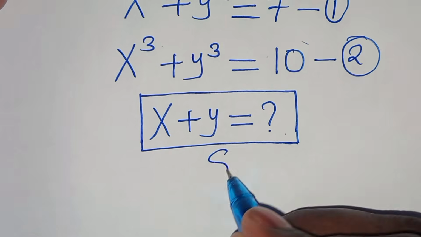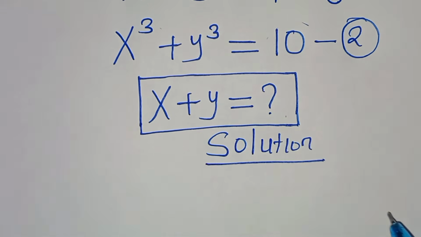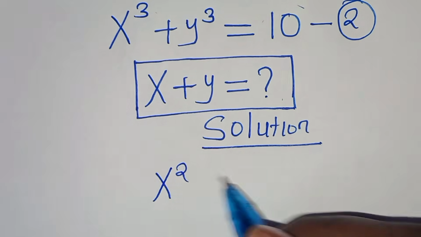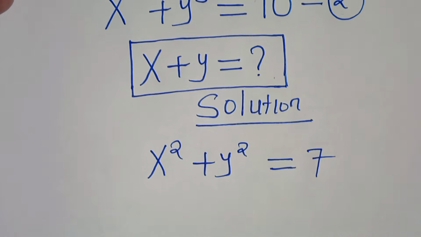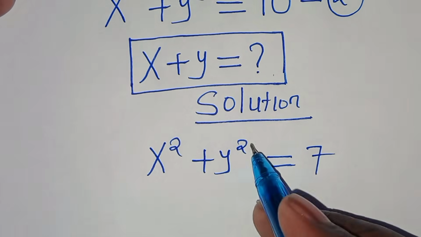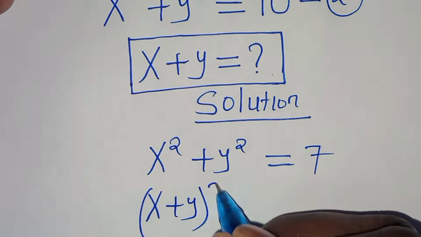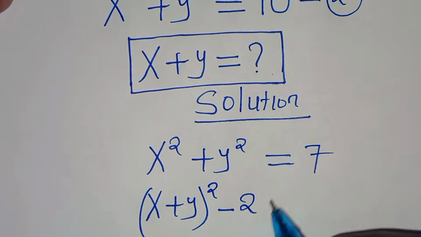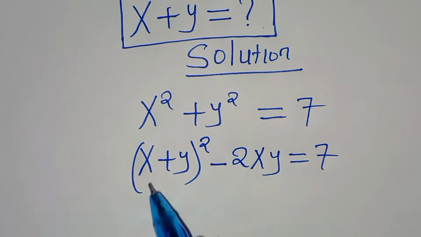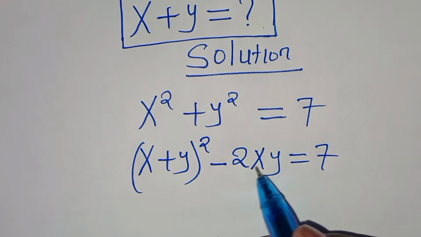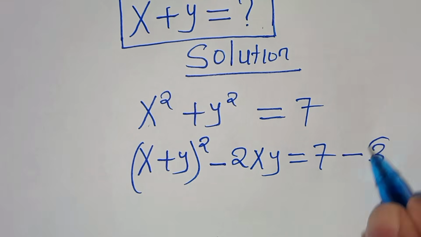Now let's provide a solution from here. From equation 1, x to the power of 2 plus y to the power of 2 is equal to 7. We can express x squared plus y squared as x plus y raised to the power of 2 minus 2xy. This is equal to 7. Let's call this equation 3.